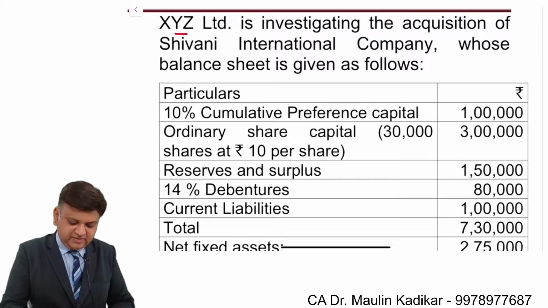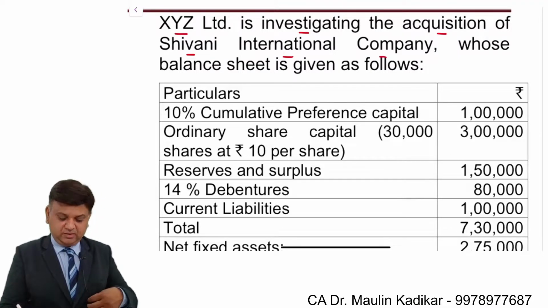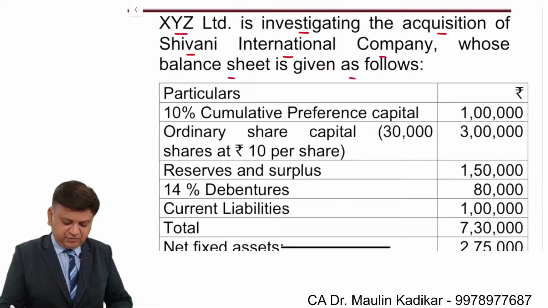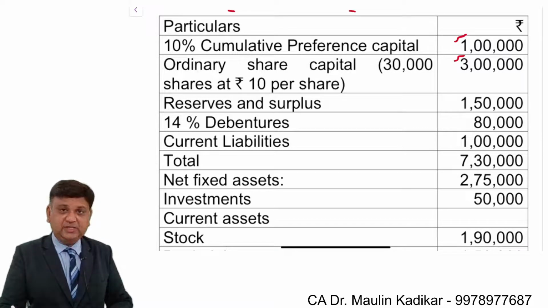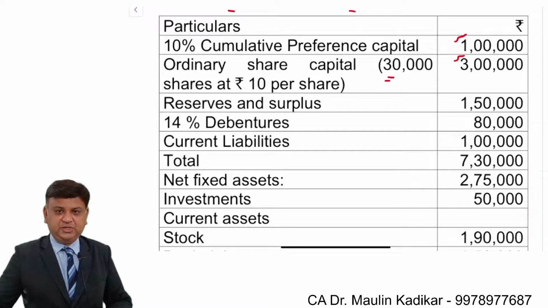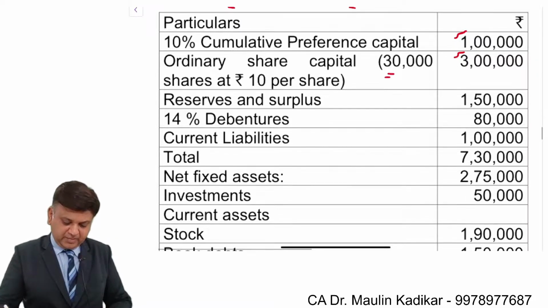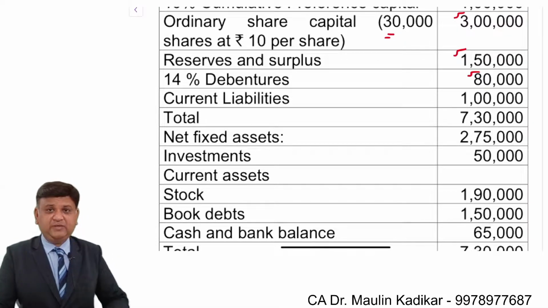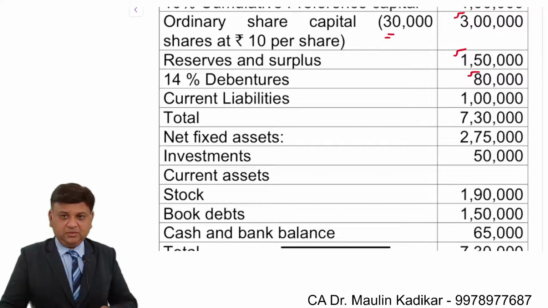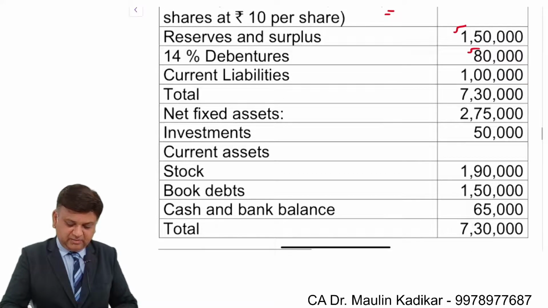XYZ Limited is investigating the acquisition of Shivani International Company, whose balance sheet is given as follows. Preference share capital is 1 lakh, equity share capital is 3 lakhs. The company has issued 30,000 equity shares. Reserves and surplus is 1 lakh 50,000. 14% debentures is 80,000. Current liability is 1 lakh. Total is 7 lakh 30,000.